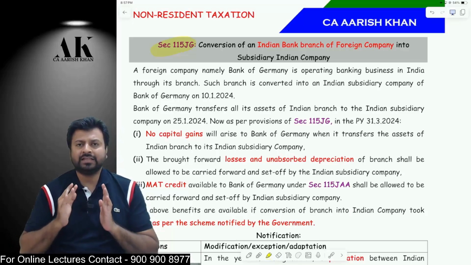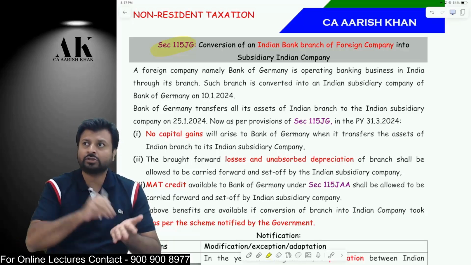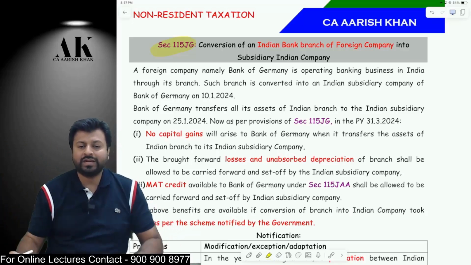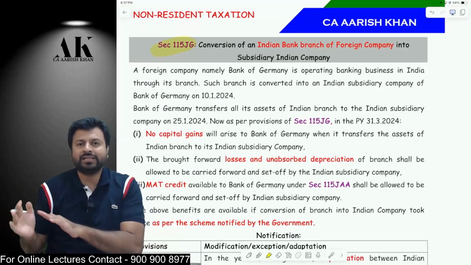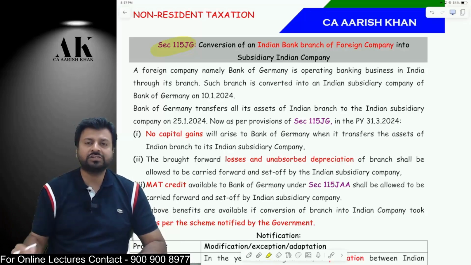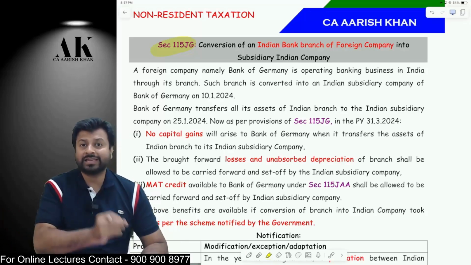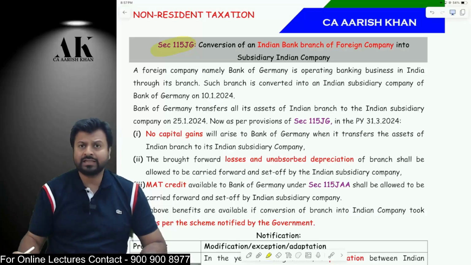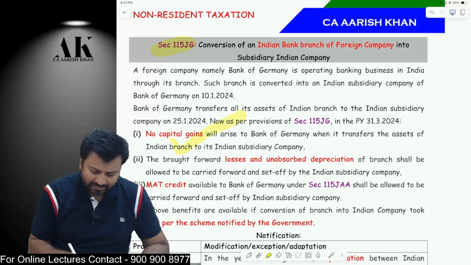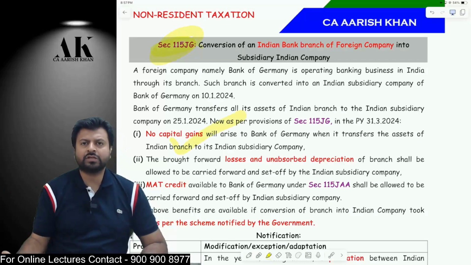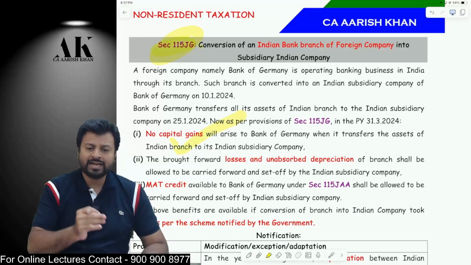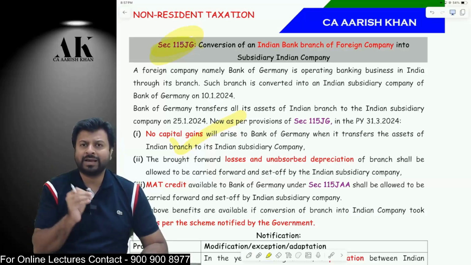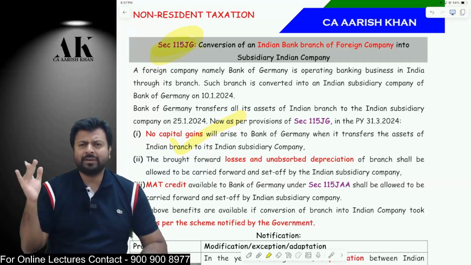Now, the RBI and the central government are requesting the Indian branch of that foreign bank to convert it into an Indian subsidiary. If they convert it into an Indian subsidiary, there are a lot of questions which the Indian branch is asking. What about the capital assets we will transfer, whether we will get the capital gain exemption or not? So the law says that, yes, 115JG is a special provision overriding the entire income tax law. It says that when you convert an Indian branch of a foreign bank into an Indian subsidiary, whatever capital assets you transfer, all of them will be exempt under income tax law.